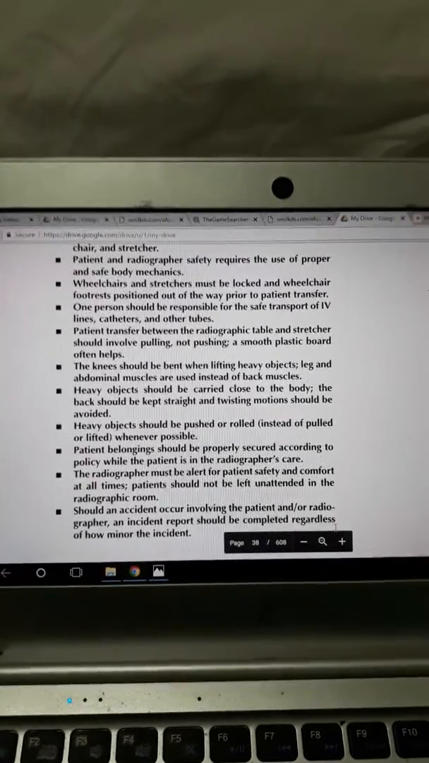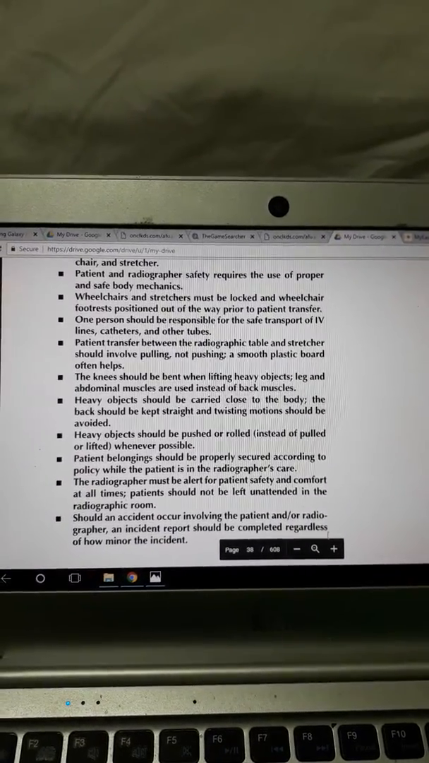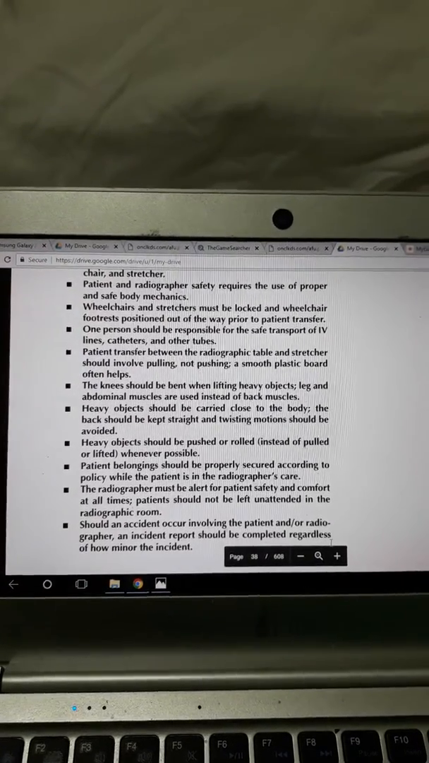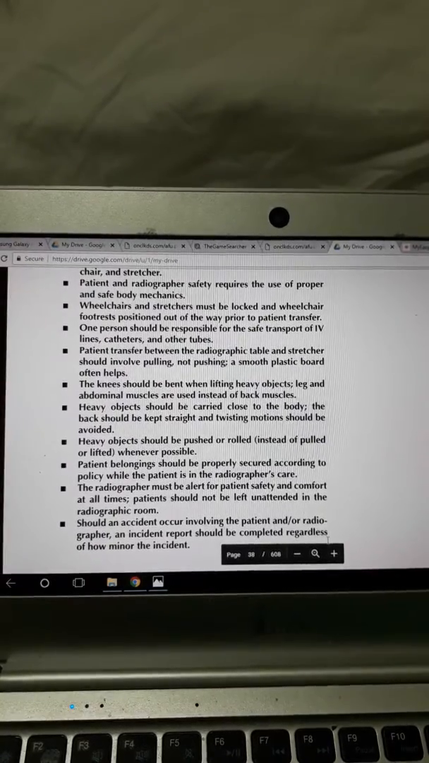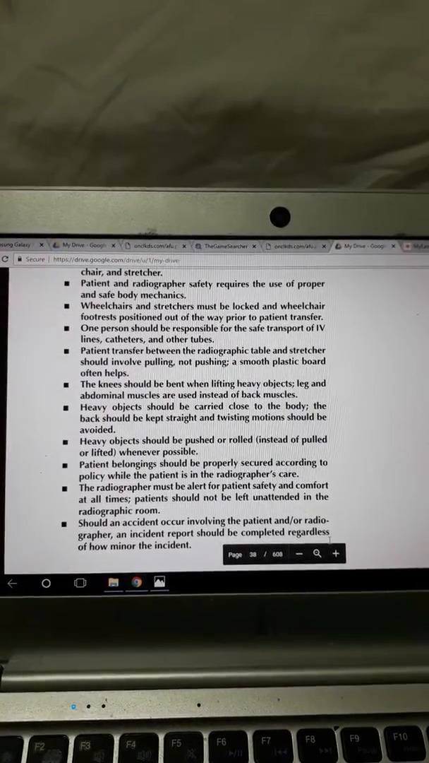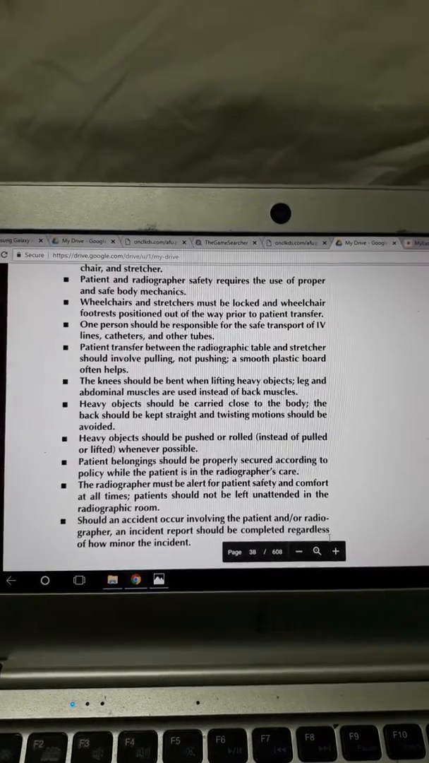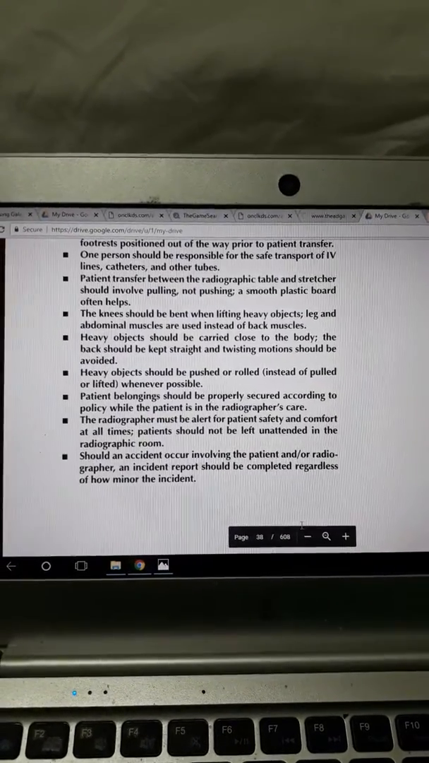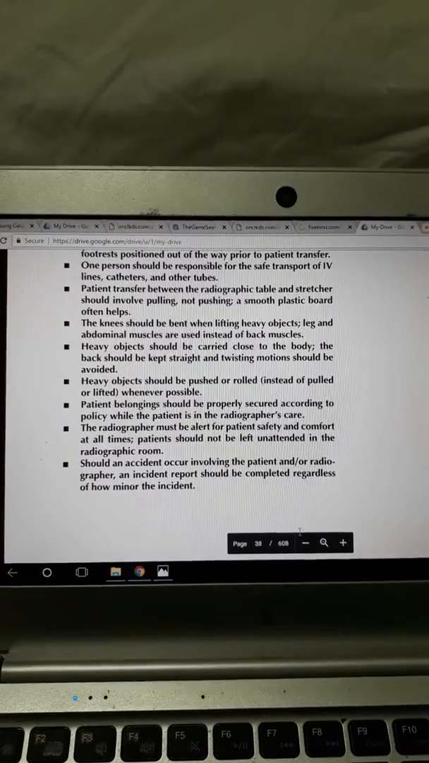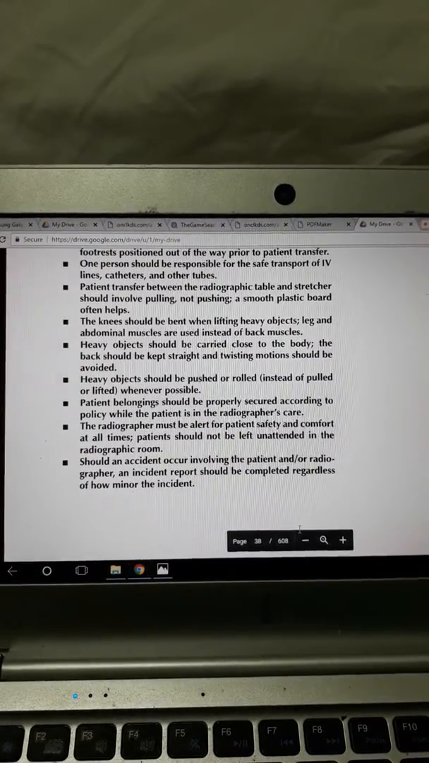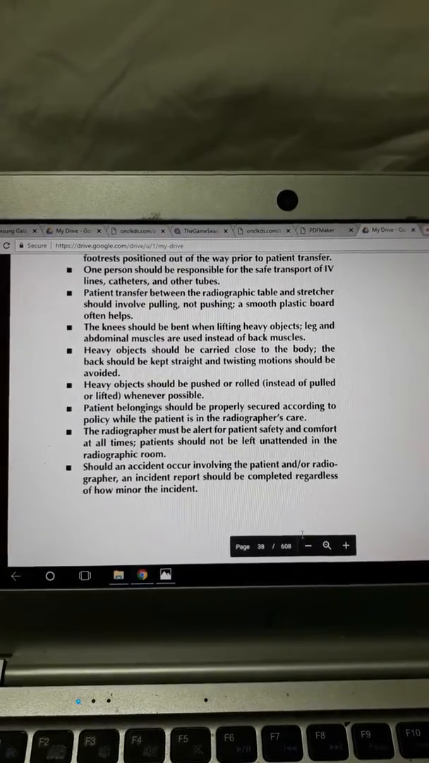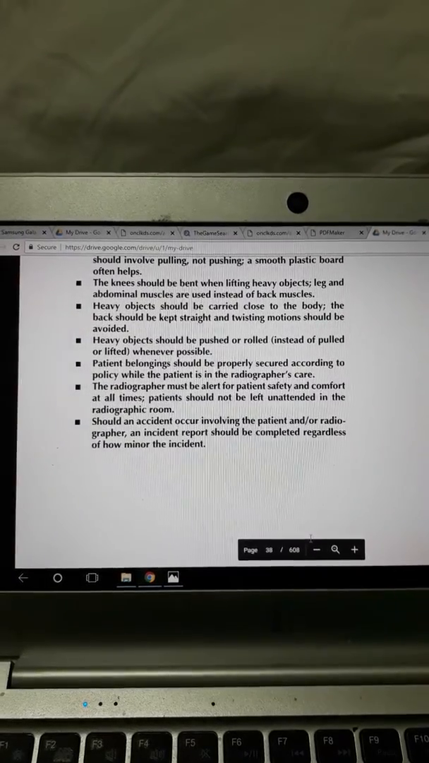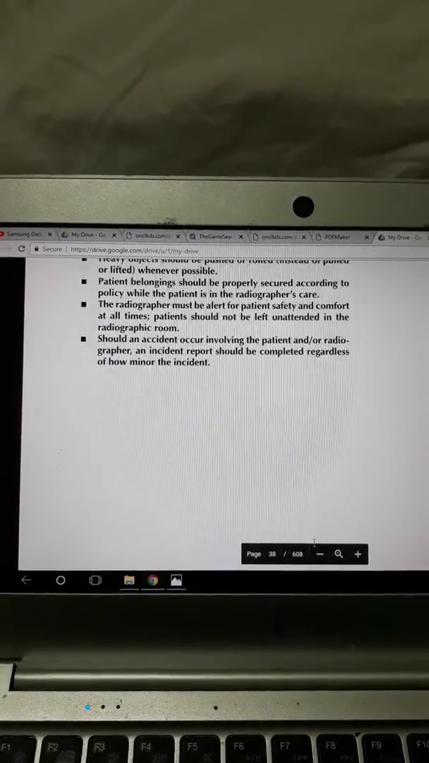Patient belongings should be properly stowed according to policy while the patient is in the radiographer's care. The radiographer must be alert for the patient's safety and comfort at all times. Patients should not be left unattended in the radiography room. Should an accident occur involving the patient or the radiographer, an incident report should be completed regardless of how minor the incident.